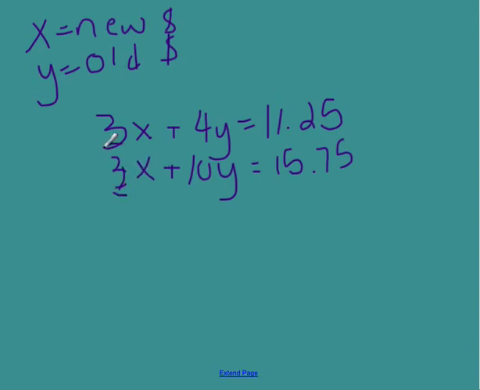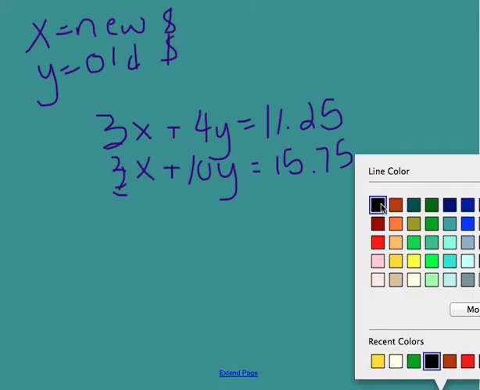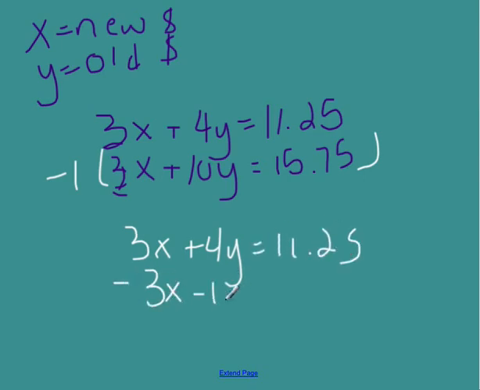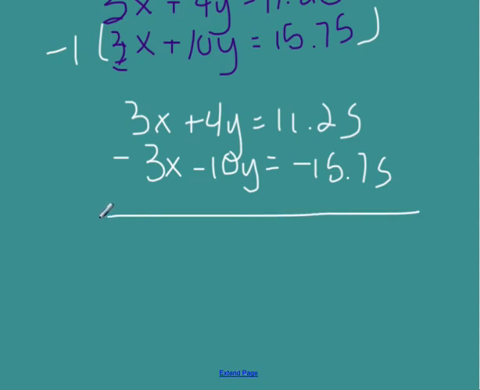Well, I notice here that I have the same coefficients. So what I'm going to do is take this second equation and multiply it by a -1. That gives me the top equation staying the same. And then we're going to change the bottom equation. We're going to change all of it to be negative. So then we're going to go ahead and add down.